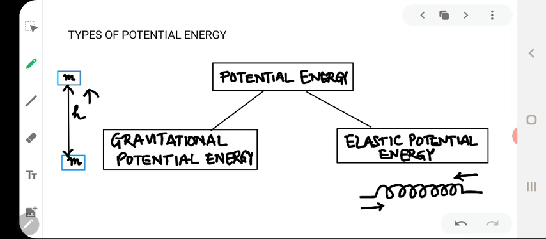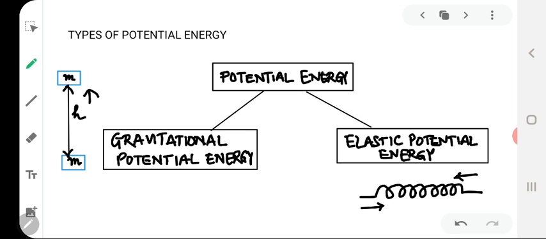Types of potential energy. There are two types of potential energy: gravitational potential energy and elastic potential energy. What is gravitational potential energy? You can see the diagram given alongside. This shows a change in the position. The potential energy of a body by virtue of its height above ground level is called gravitational potential energy. For example, the energy stored in a body held at a certain height from the ground is gravitational potential energy. Energy present in the water stored in the reservoir of a dam is gravitational potential energy. Energy present in the satellites orbiting around the planet Earth is gravitational potential energy.